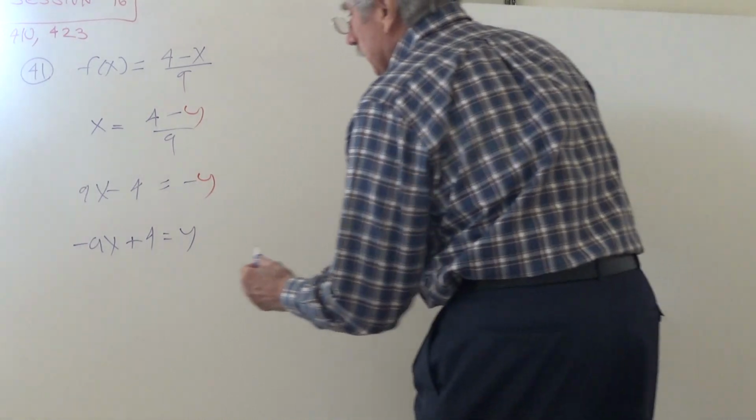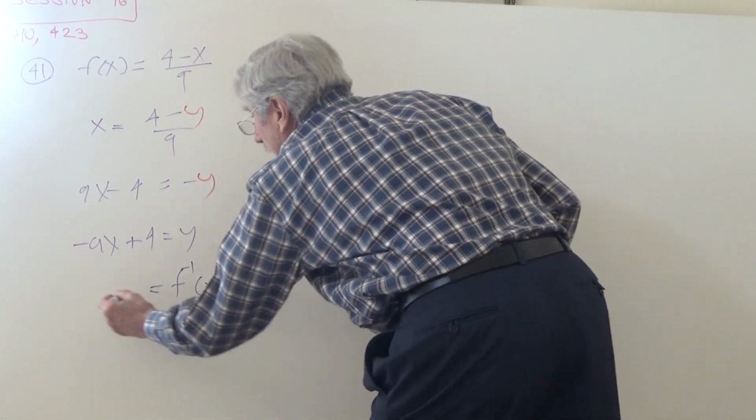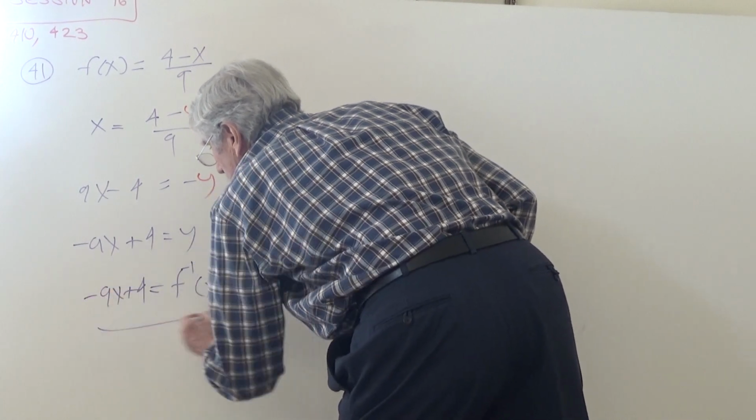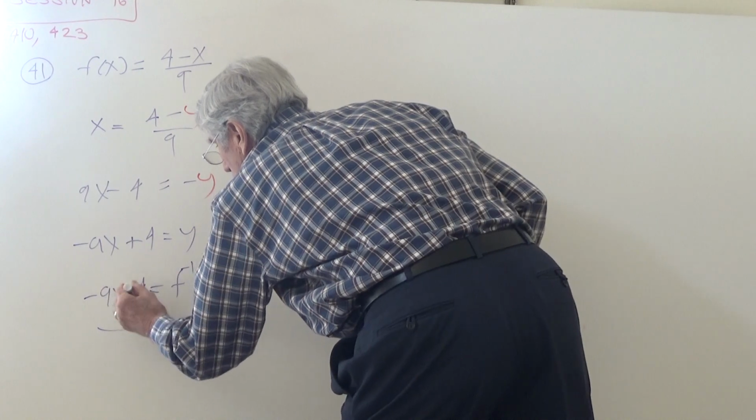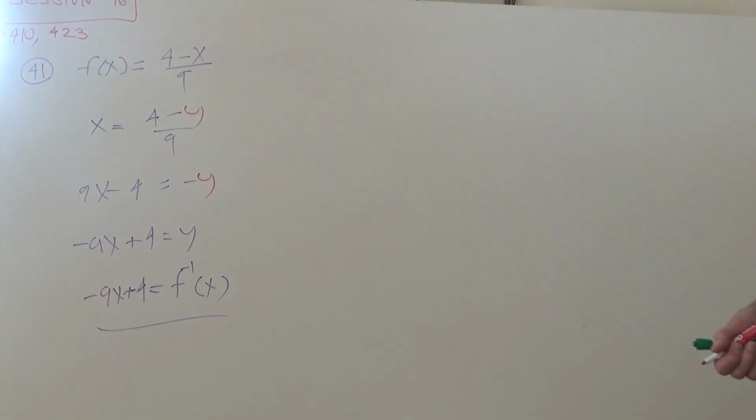Just one change if you would. Change this y to f inverse of x, a little minus sign there, and that should be our answer, negative 9x plus 4. And that's the inverse of what we talked about here. That's the inverse above of 4 minus x over 9.